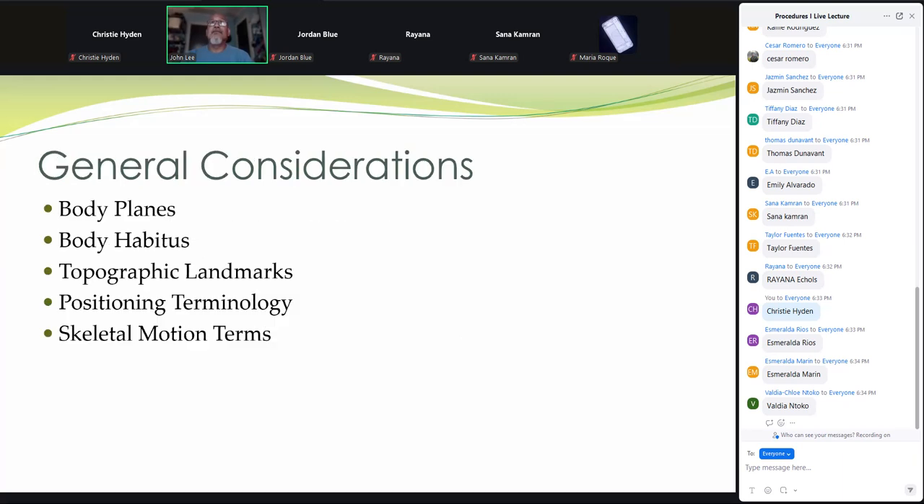So general considerations, we're looking at the body planes, body habitus, topographic landmarks, positioning terminology, and skeletal motion terms, which we'll see more of when we're looking at the spine.